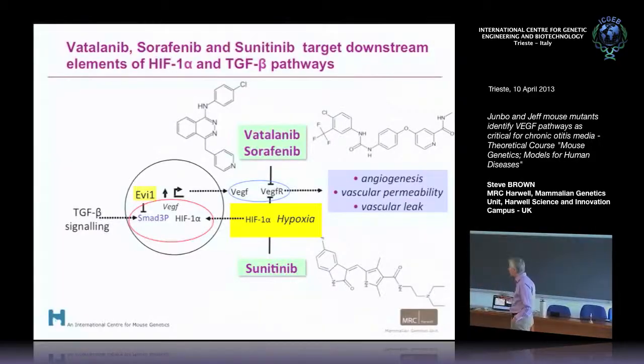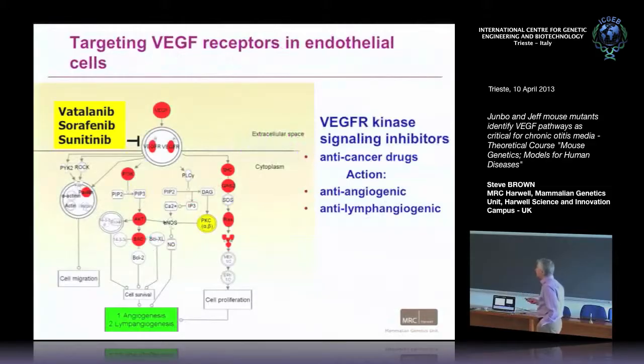So we've taken these Vegf receptor inhibitors. We started with these three to see whether we could use these to treat the chronic middle ear condition in these particular mice. Just to emphasize again, all of these three drugs are currently cancer drugs, and our aim was to repurpose these to treat chronic middle ear condition. They act on Vegf receptor kinase. They're signaling inhibitors. They are anti-cancer drugs at the moment. Their action is anti-angiogenic and anti-lymphangiogenic in terms of trying to kill off tumors by restricting the blood supply to those tumors.